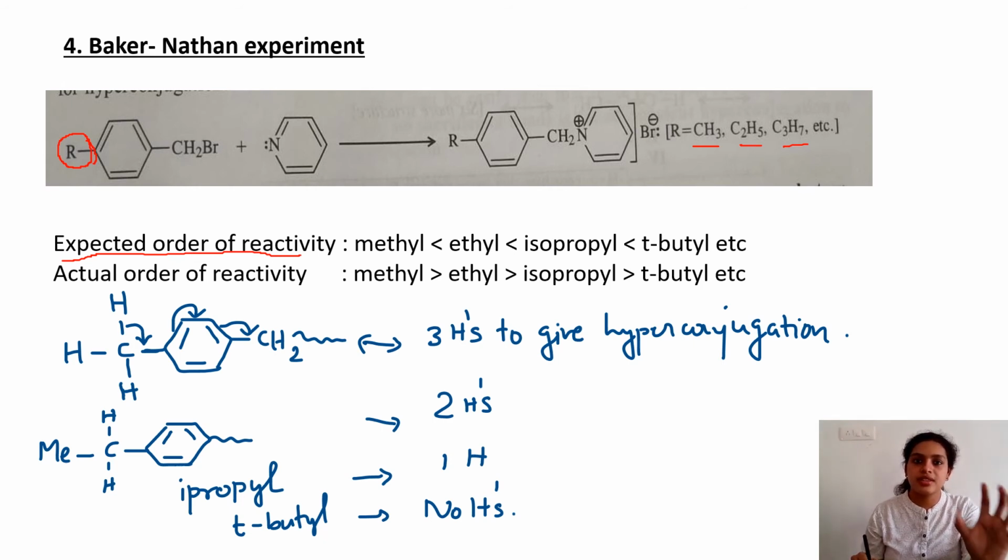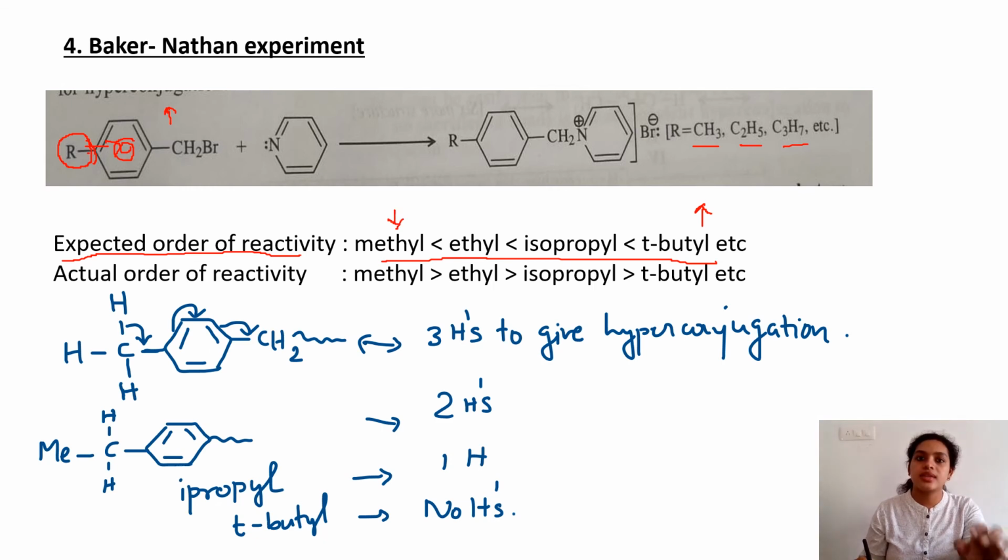Because of this plus I effect, these alkyl groups are shifting their electron pairs, electron density towards this benzene ring, so that the electron density is increased here, and we are expecting that as the group is becoming bigger and bigger, the plus I effect also increases, and therefore the order of reactivity will be having this order. Because if your methyl group is attached, the reactivity will be least, and if tertiary butyl group is attached, the reactivity will be the highest.